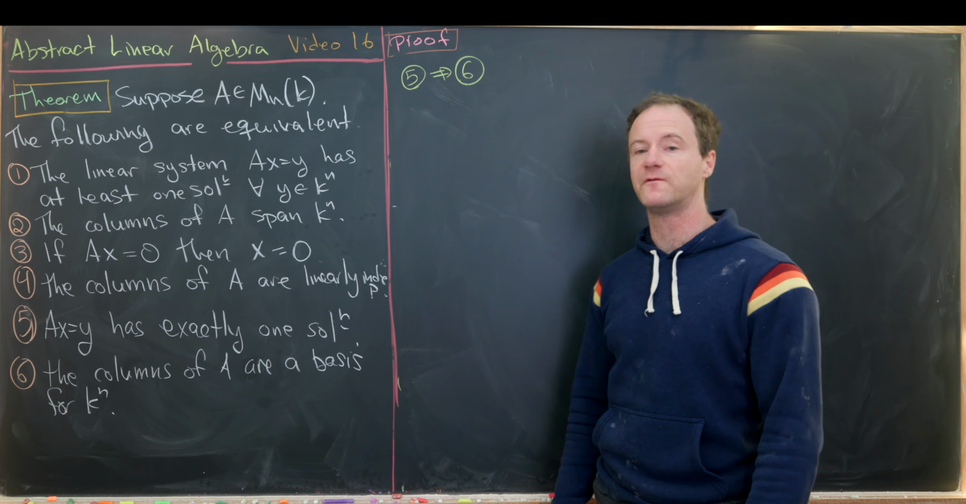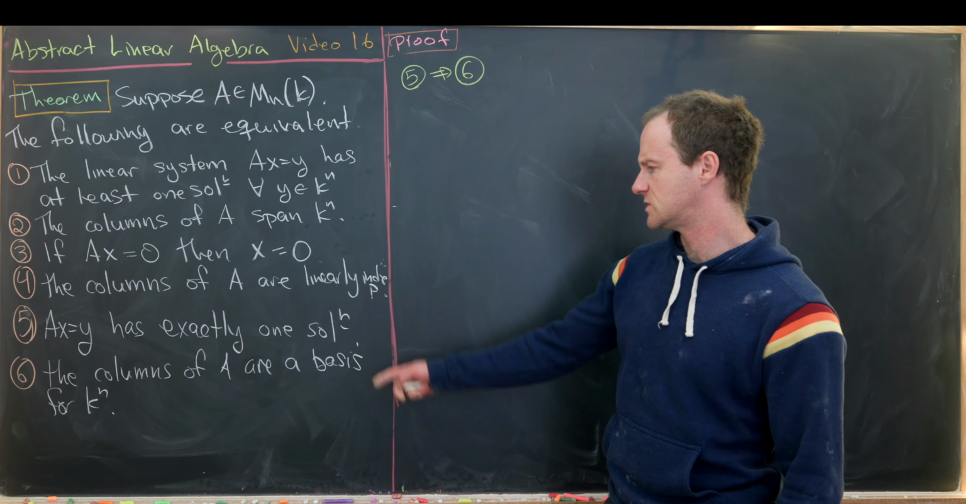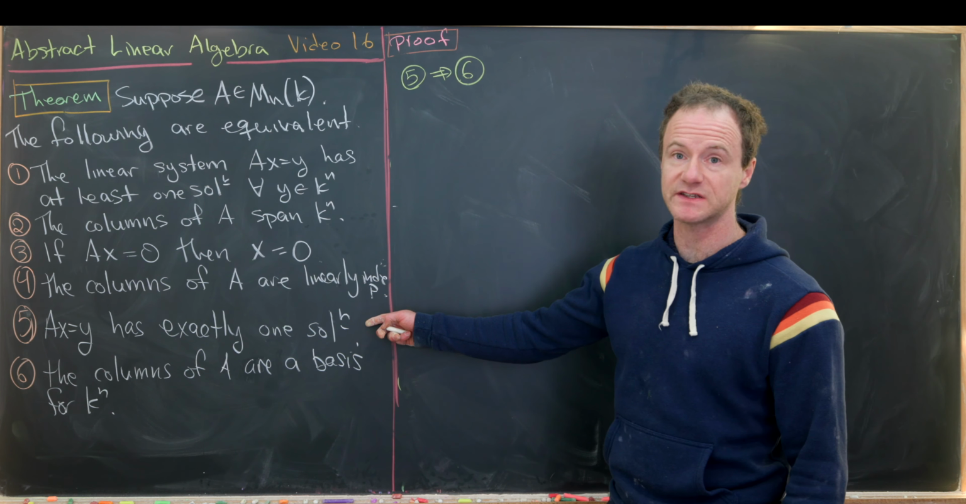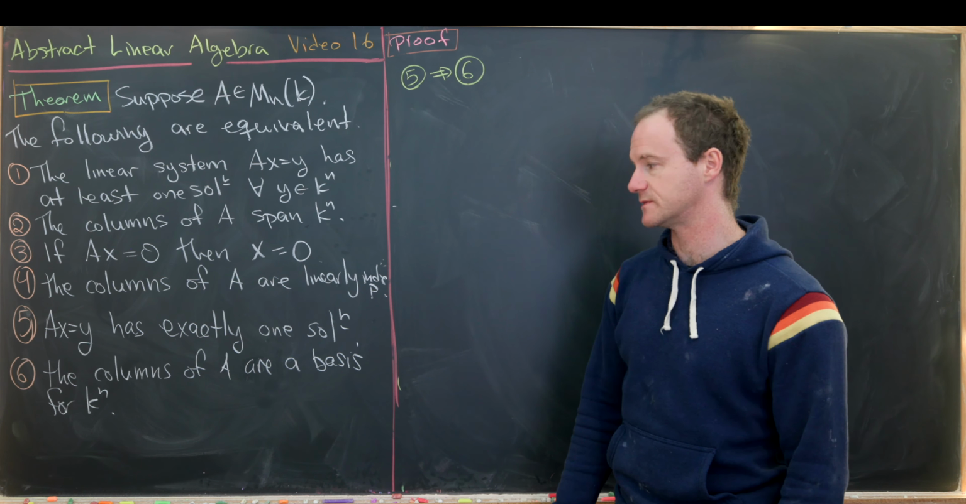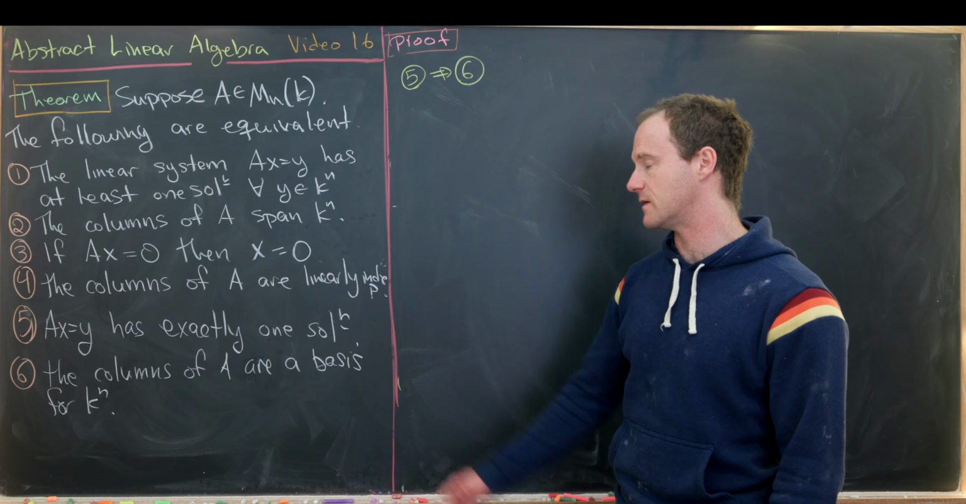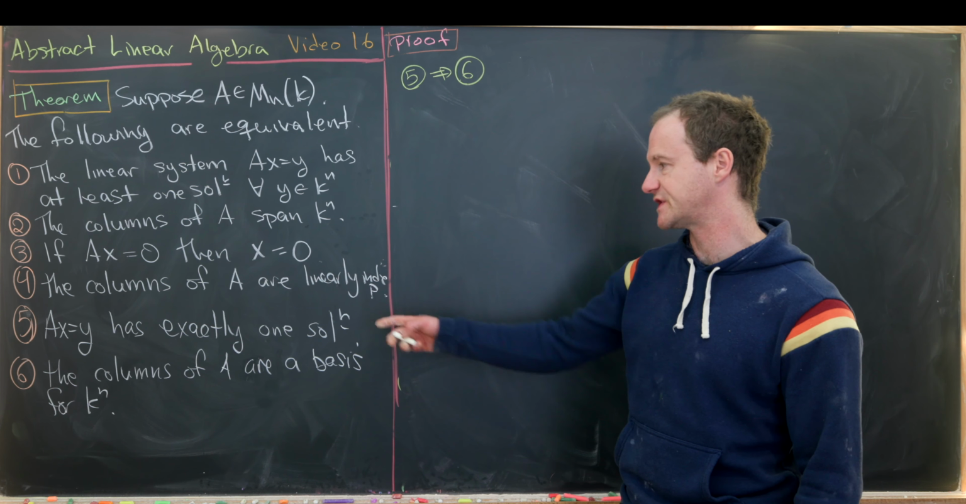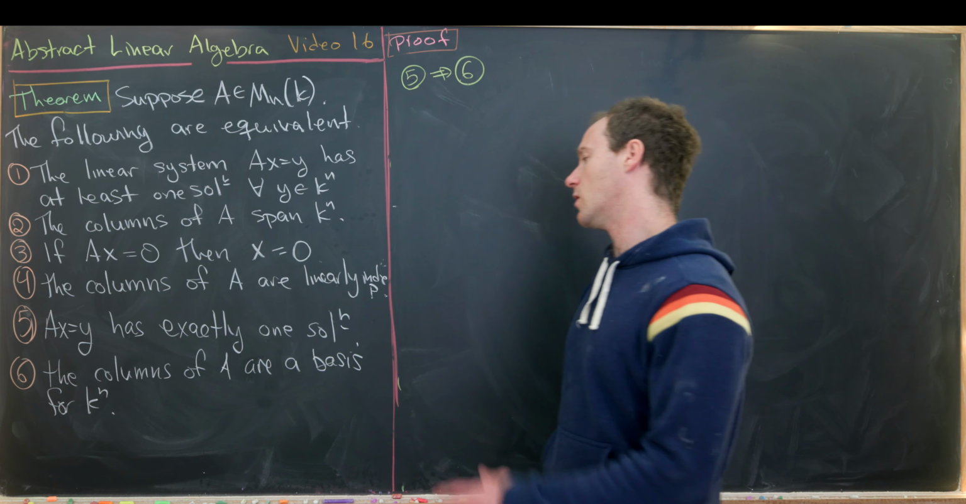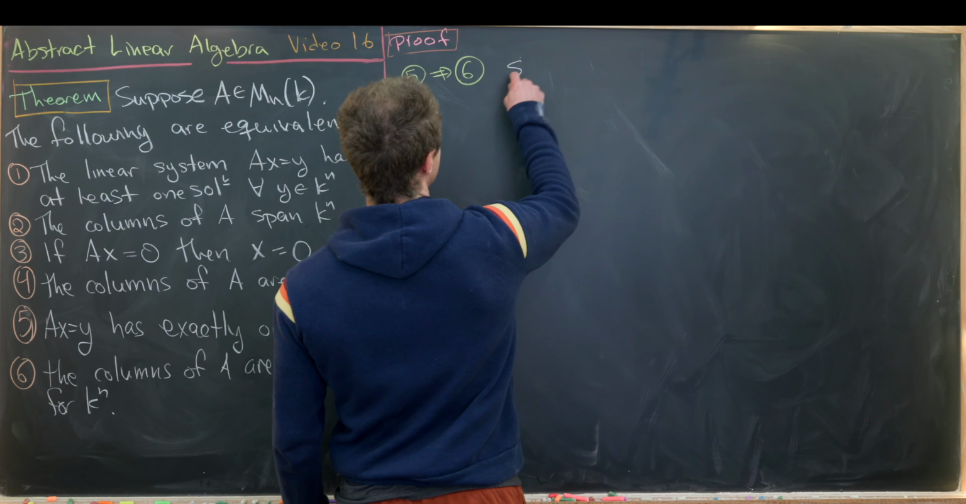So now we're ready to prove 5 implies 6. And so that's the existence of this unique solution implies that the columns of A are a basis. So notice we've flirted with the columns of A being a basis before, but now we're just assuming number 5. Okay, so let's start by showing spanning.